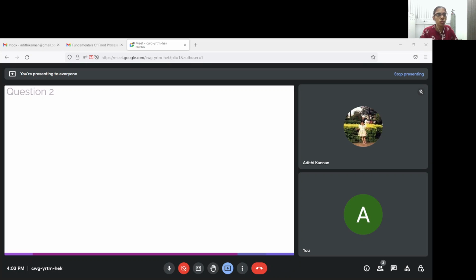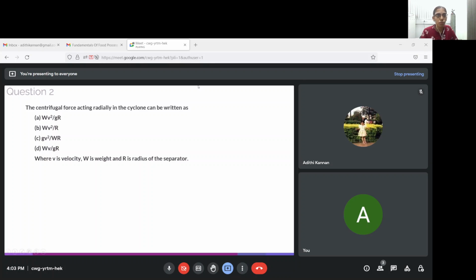Moving on to question 2. The centrifugal force acting radially in a cyclone can be written as WV square by GR, WV square by R, GV square by WR, and WV by GR, where V is the velocity of a particle, W is the weight of the particle and R is the radius of the separator, or the radius from which the particle is on the axis of the cyclone.